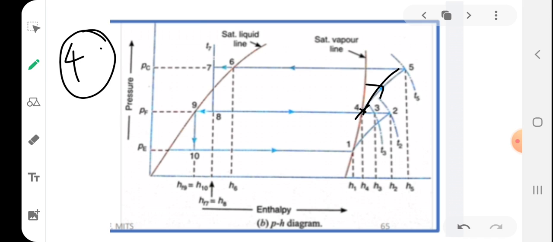Whenever the isentropic line is closer to the saturated vapor line, so this is an isentropic line, 4 to 5 is an isentropic process. Whenever the isentropic line is close to the saturated vapor line, this H5 minus H4 will be a smaller value. So what does it mean? It means that the work required for compressing the vapor in the high pressure compressor is a little bit lower. Okay, so that is the idea.